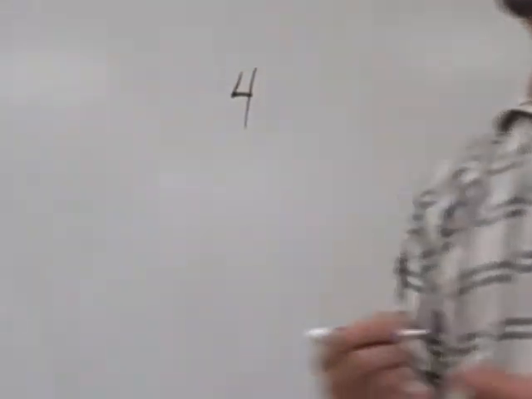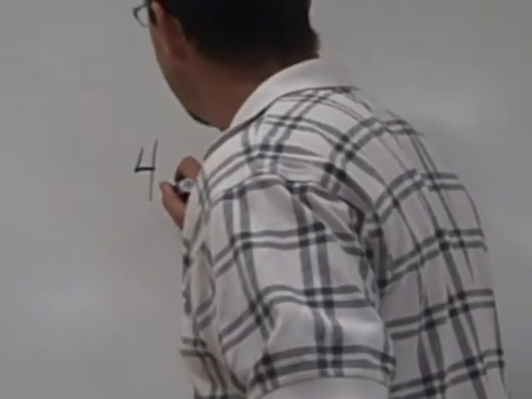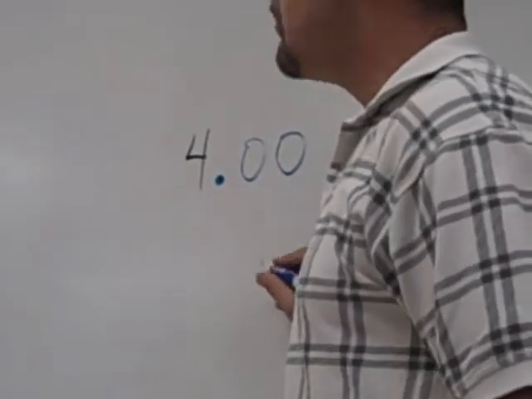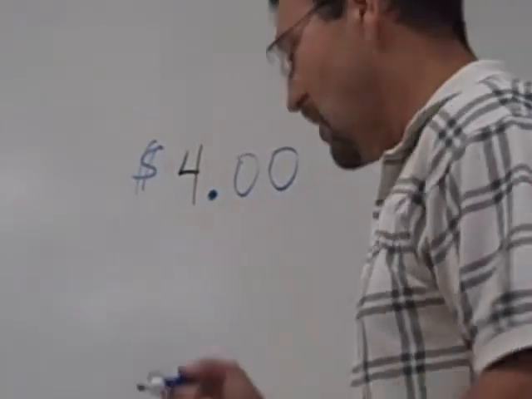The number 4, does it have a decimal in it? Doesn't look like it, does it? But if I was going to write $4, Barrett, do I need a decimal? Yes, sir. Where does it go if I'm writing $4? On the right side. And then I do what? Add 2 zeros and a dollar sign. So I'm going to ask the question again. Does 4 have a decimal? Yes, it does.